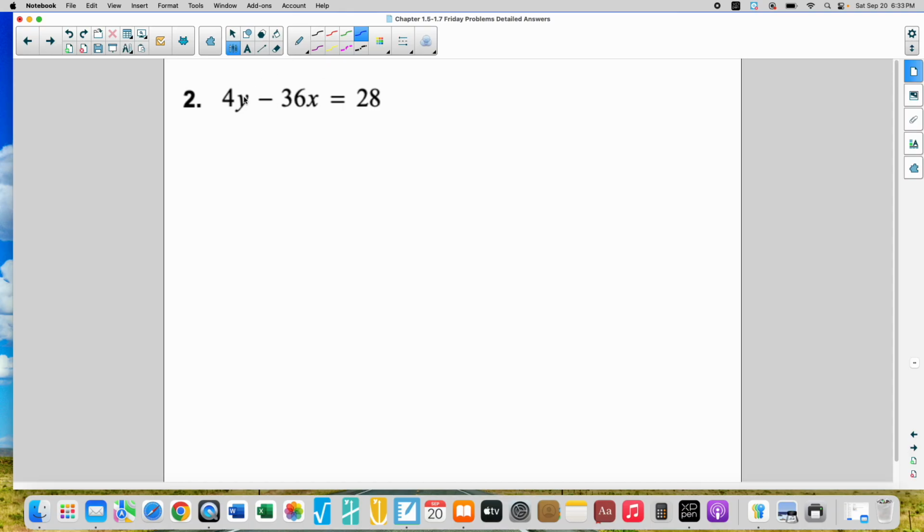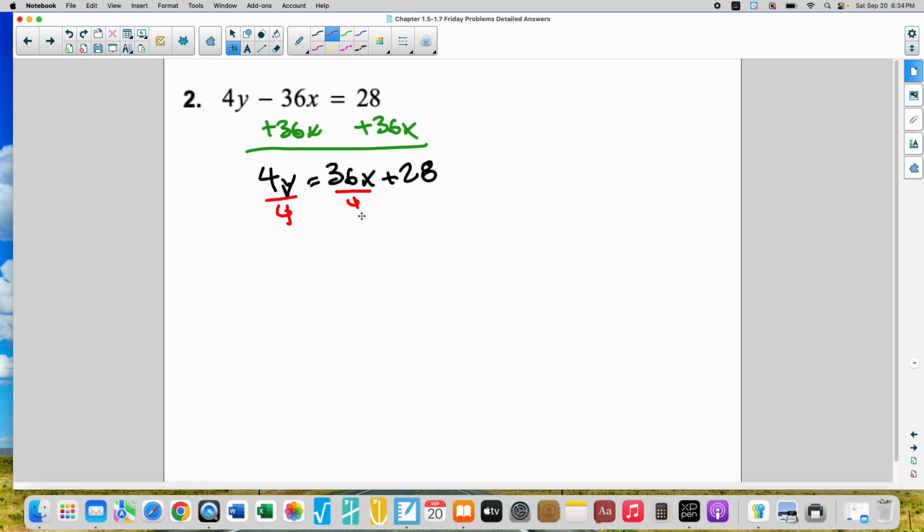We're isolating for y. We're going to get rid of things being added and subtracted first. For y equals 36x plus 28. Now we're going to divide, and when we divide one side, we have to divide everything. If we're going to take a fourth of the right side, we've got to take a fourth of each of the pieces. So y equals 9x plus 7.